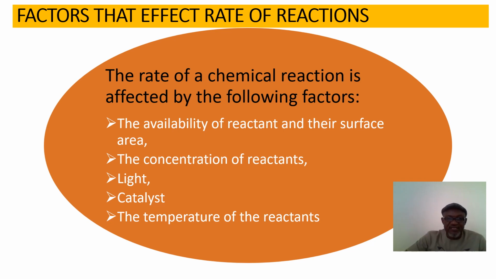Then again, catalysts. A catalyst also affects the rate of chemical reaction. For those of you who take a higher level course, the 200 level course, we'll find out that the catalyst improves the rate of reaction by reducing the activation energy. We'll see the activation energy very soon. Once there is a reduction in the activation energy, the number of molecules that can go into products will increase. So a catalyst also affects the rate of reaction.